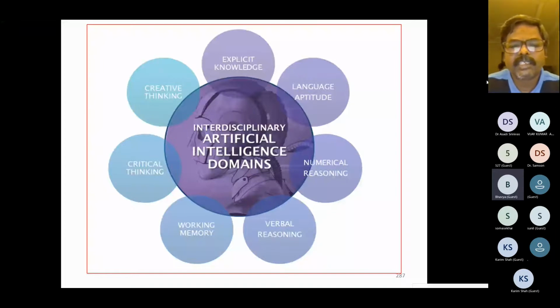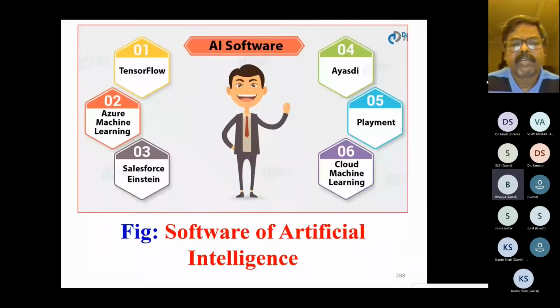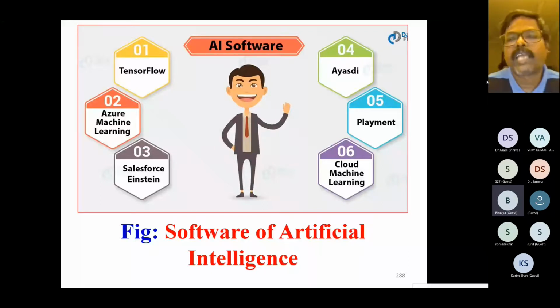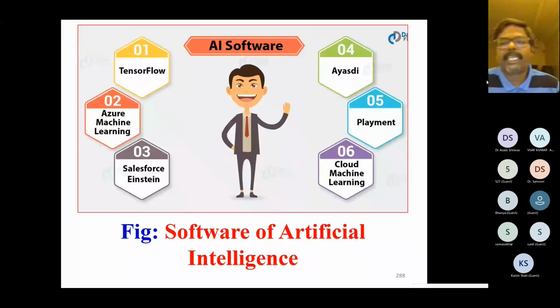Then what is AI software? What type of software are we using to solve artificial intelligence applications? The first one is TensorFlow. It is a framework we can install in Python by using pip install tensorflow. Like this we can install. Then the second one, Azure Machine Learning. Third, Salesforce Einstein. Fourth, Asadi. Fifth, Playment. Sixth, Cloud Machine Learning. These are the various AI software.